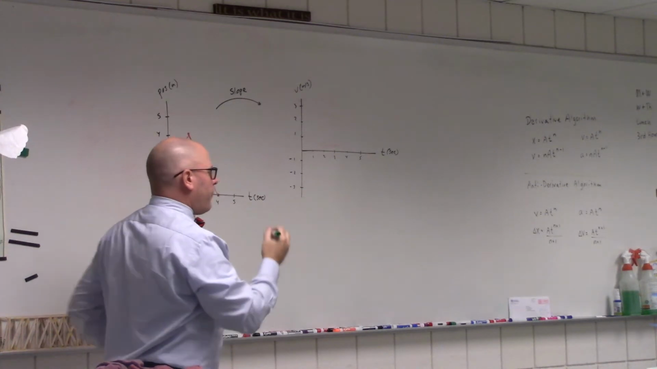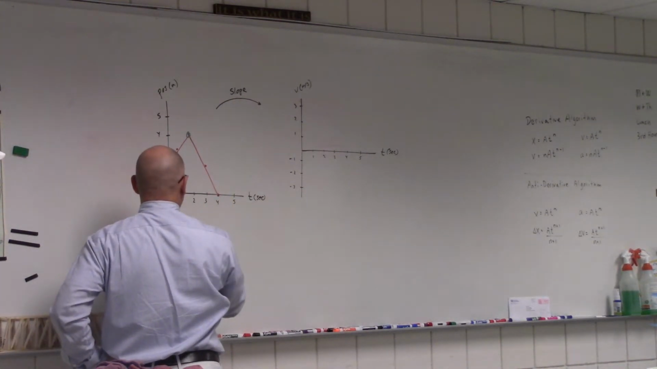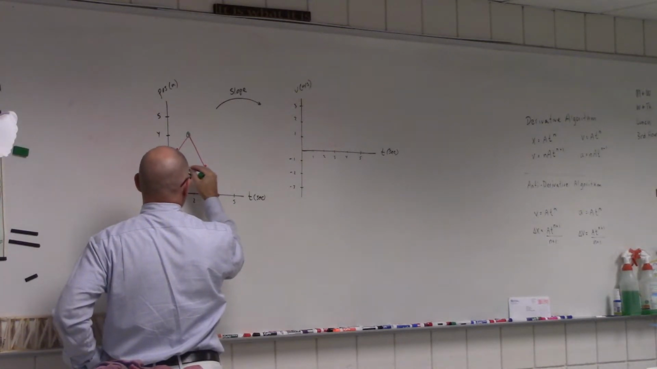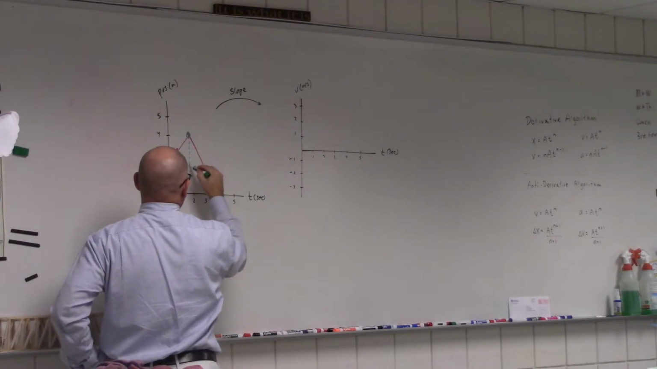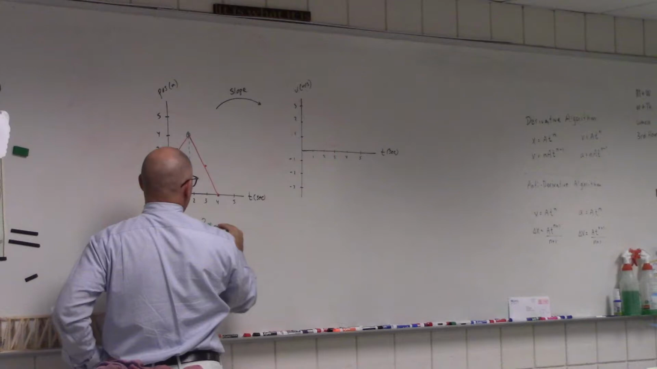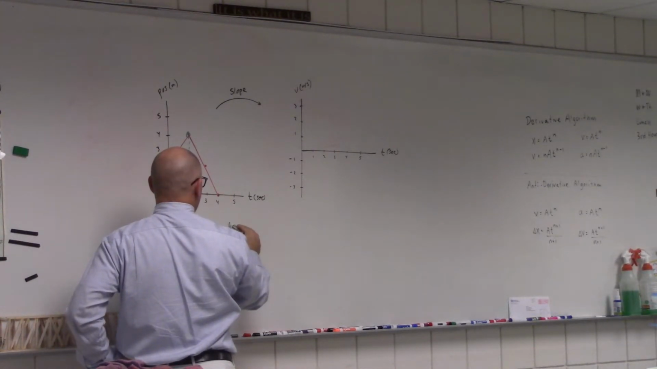How are we going to figure out the slope for the first section? I'm going to take the endpoints. I'm going to do vertical divided by horizontal. So the slope is equal to, all right, what's my vertical change? It goes from 2 to 4. My vertical change is 2 meters. What's my horizontal change? 2 seconds. What's that then?